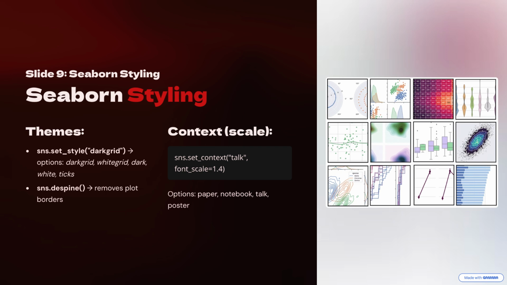Seaborn styling themes. sns.set_style dark grid, sns.despine. Options. Dark grid, white grid, dark, white, ticks. Context, scale. sns.set_context talk, font scale 1.4. Options, paper, notebook, talk, poster. You can change the entire vibe of your chart using Seaborn's styling functions. Try different themes and contexts to match presentations, reports, or dashboards.